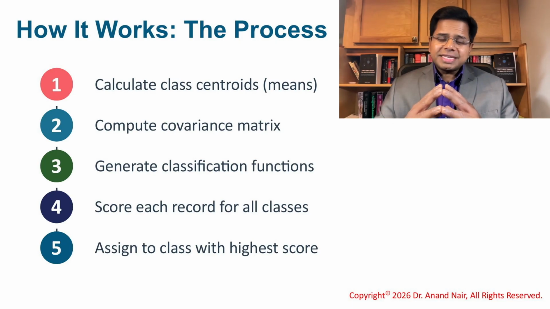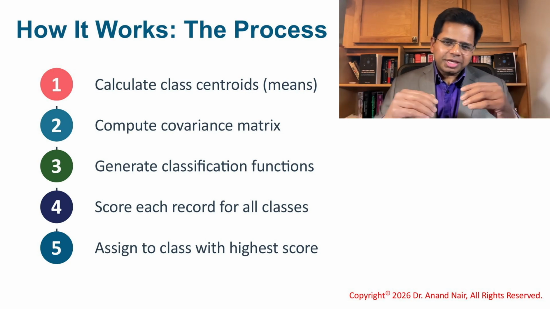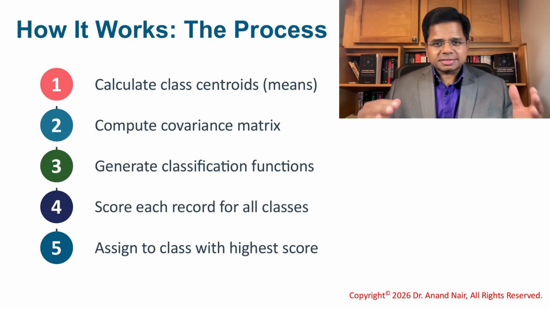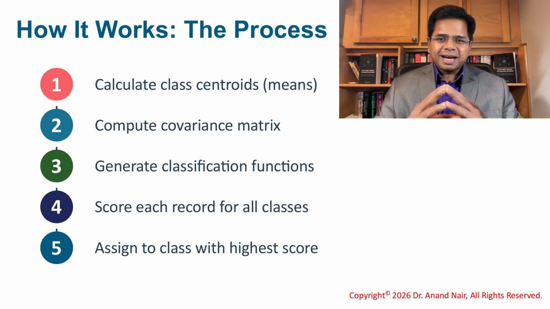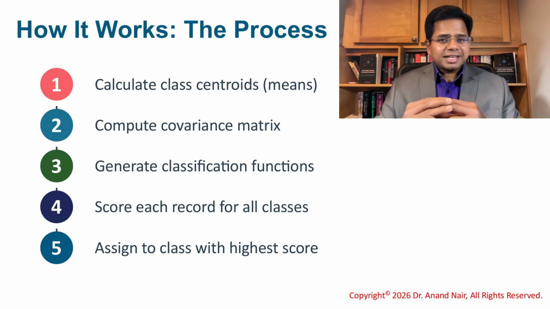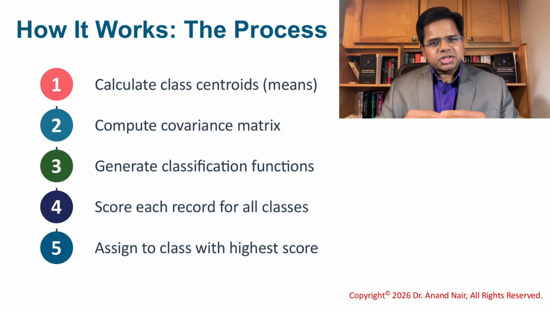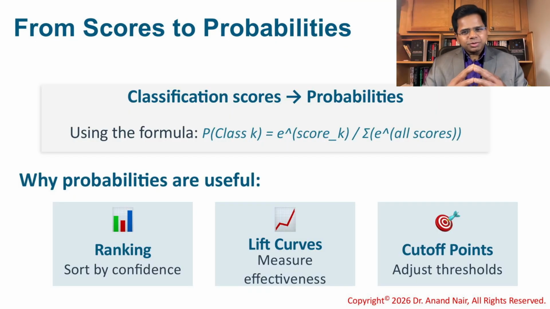Third, we use all this info to create classification functions. These are your mathematical bouncers. Fourth, for every record, we calculate a score for each class. And finally, we do the obvious. Assign each record to whatever class gave it the highest score. It's like speed dating, but instead of finding love, you're finding the right statistical category. Much less emotionally complicated.